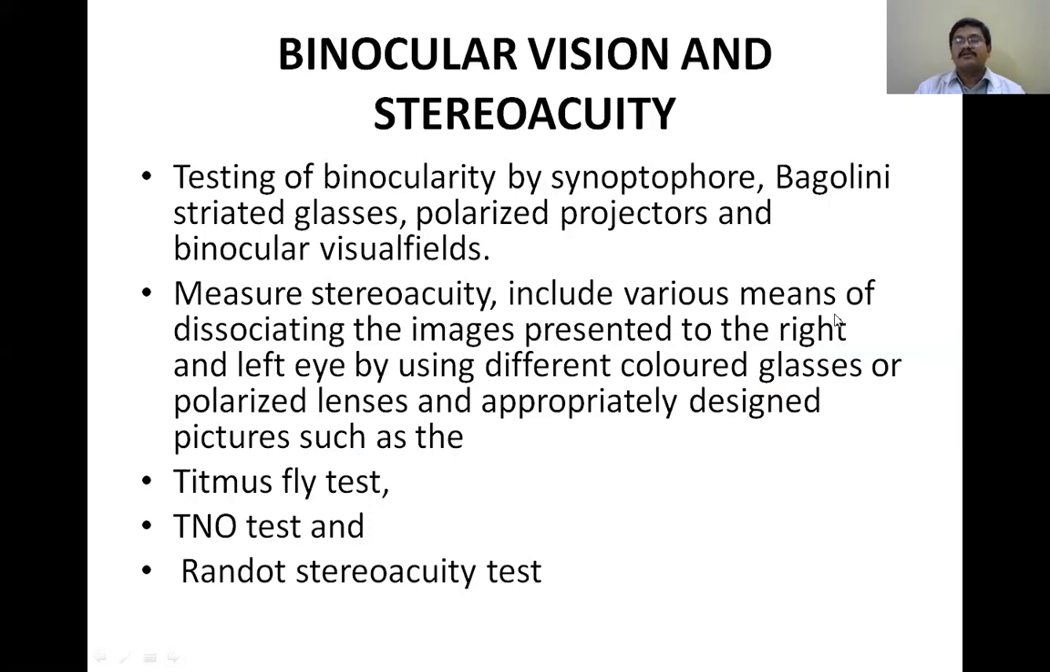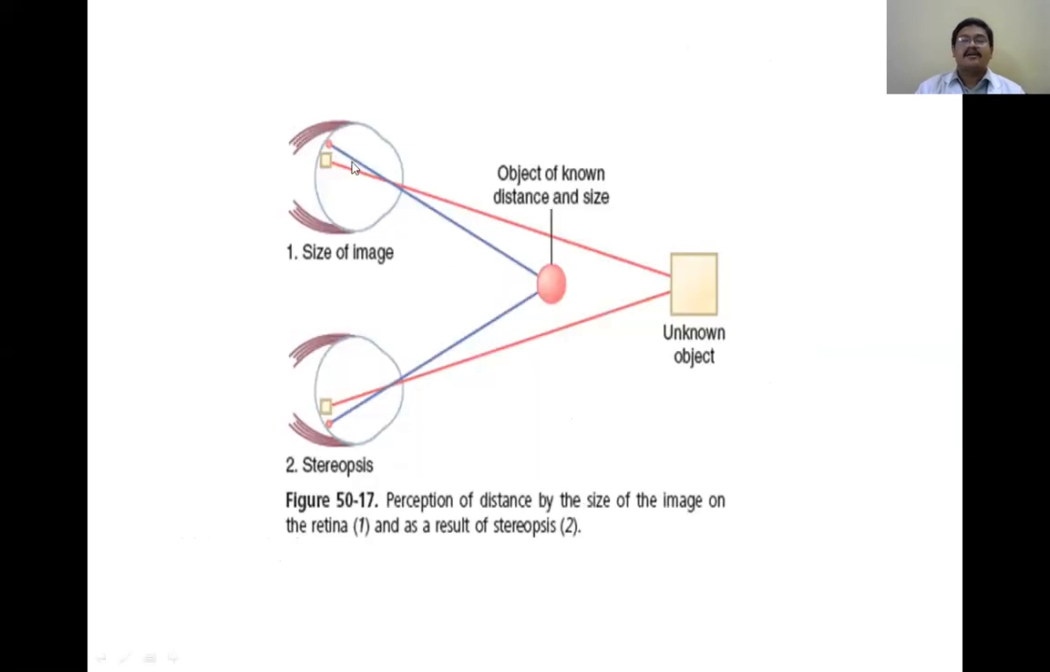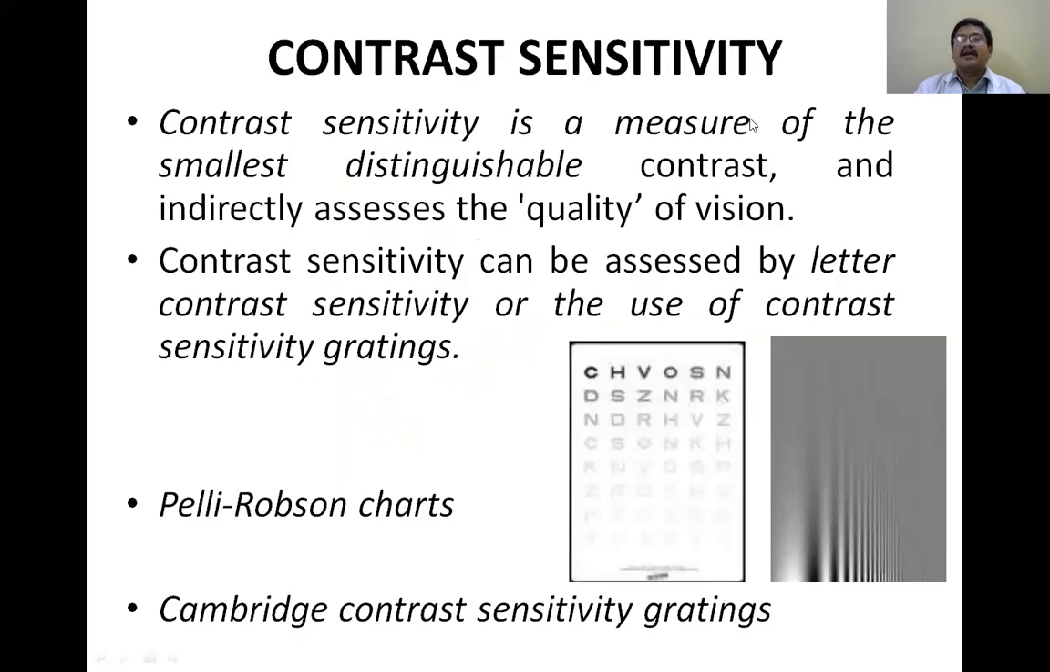Measuring stereo acuity involves various means of dissociation, presenting different images to the right and left eye using different colored glasses or polarized lenses appropriately designed. This is the basis for the TNO test, the random stereo acuity test, or the Titmus fly test. With an unknown object, the perception depends upon the size of the image on the retina. You can know the distance from the eye. That is one method.